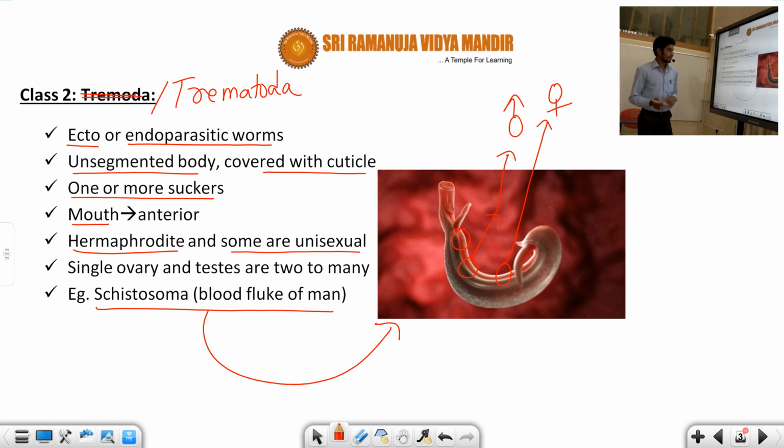One more point about this class: a single ovary is present, but testes are two to many. So this is about the class Trematoda. A common example is Schistosoma, also called the blood fluke of man. And one more example, students, is Polystomum.